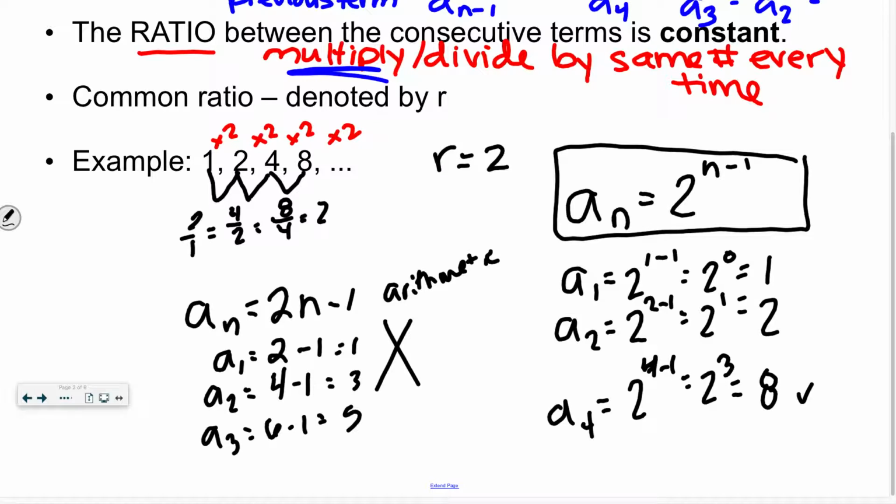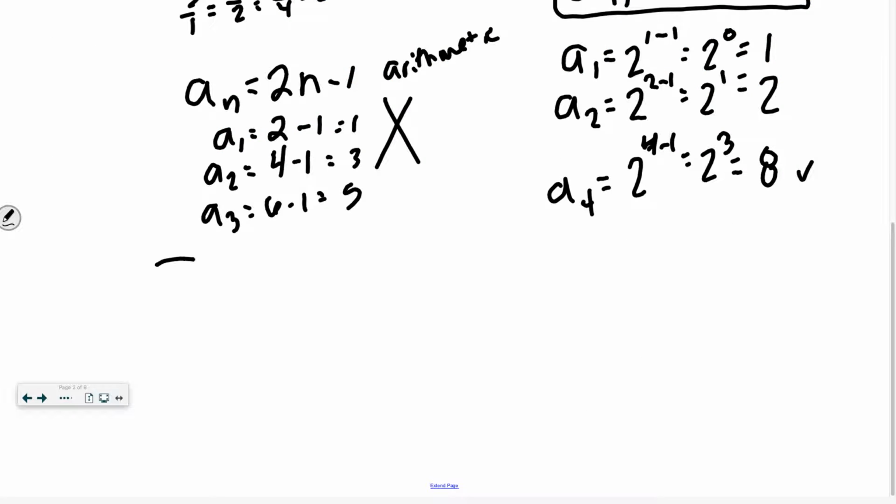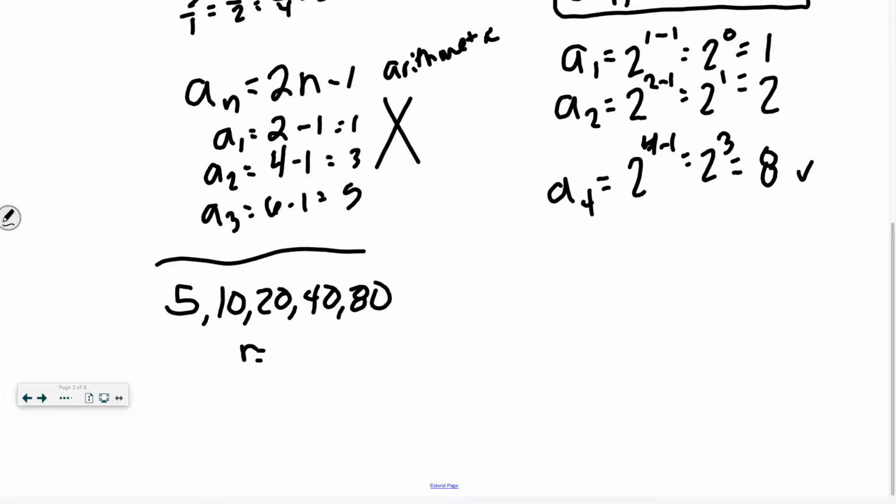Did any groups have a different version of that same rule? Most people, I think, had that, but anybody have a different version? I just multiplied by a to the first. And why did you do that? Because say that a1 was a different number, like 5, then it would completely change the whole thing. Oh, okay. So let's make a brand new sequence: 5, 10, 20, 40, 80. Am I following that same pattern? Times 2, times 2, times 2, times 2. Okay. So r is equal to 2.